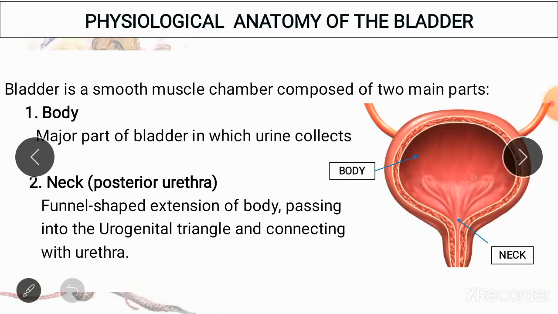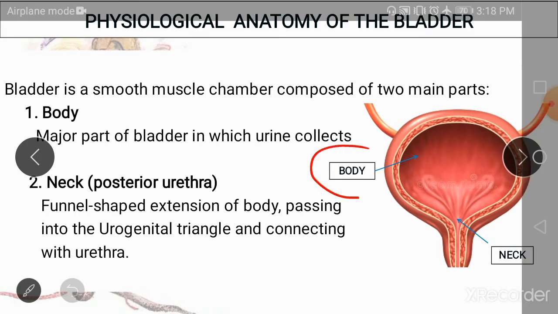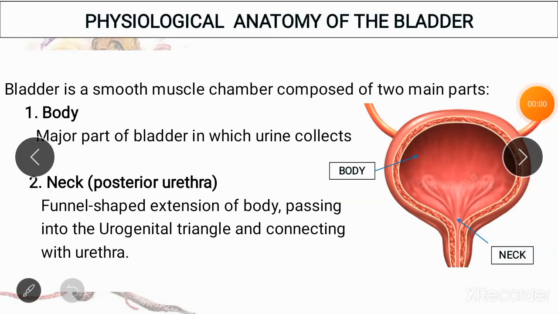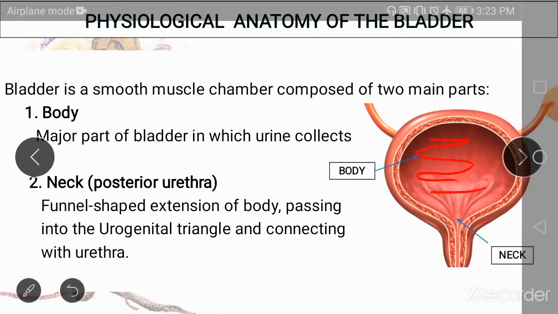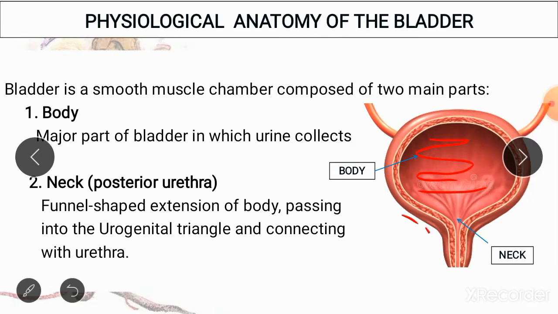Let us now continue with the physiological anatomy of the bladder. First, you need to understand the anatomy of the bladder. It consists of two parts, the body and the neck. So the body is where the urine is collected, and the body then funnels down into a narrower part which is known as the neck, and it is the neck which is connected to the urethra, and the urethra is the tube which opens into the exterior of the body through which micturition occurs. So this is the physiological anatomy of the bladder.